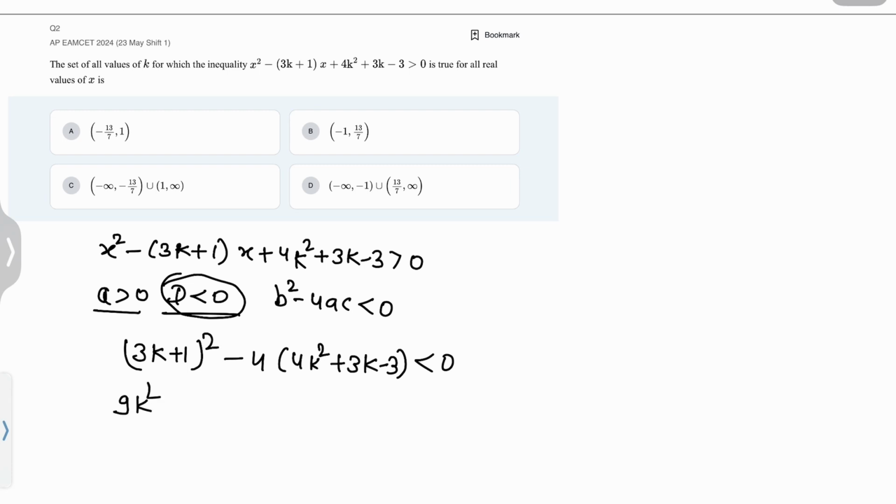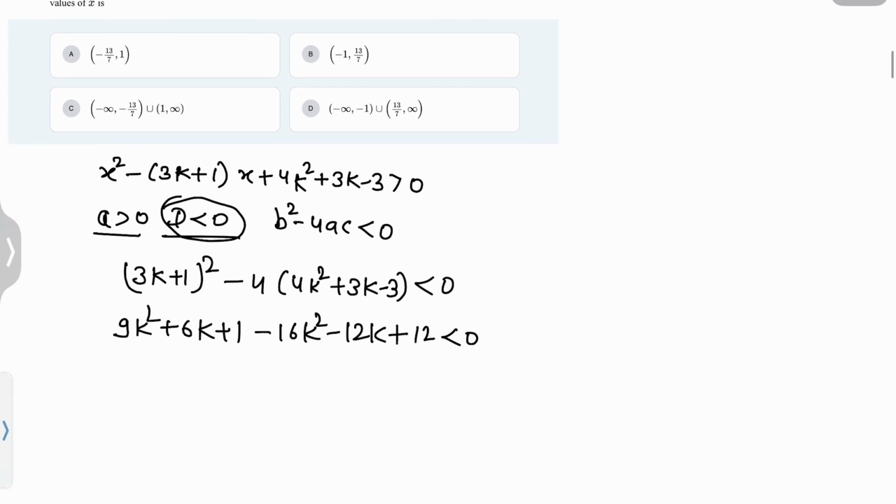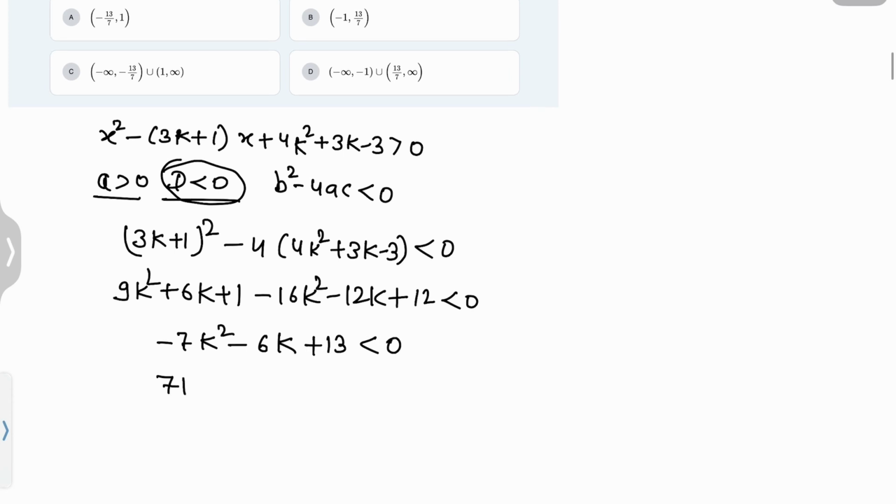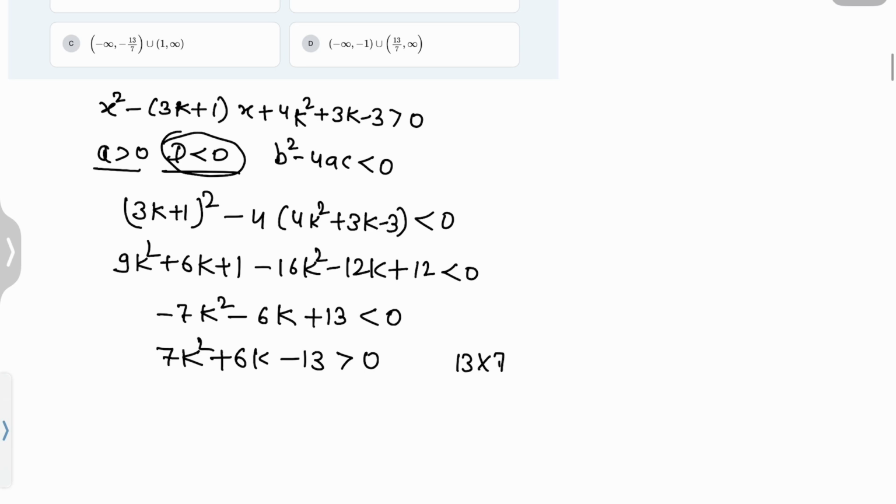So 9k square plus 6k plus 1, and then 16k square minus 12k plus 12 less than 0. And after that we can calculate again. 16 minus 9 is minus 7k square, 6 minus 12 is minus 6k, and 1 minus 12 is minus 13... less than 0. Right, now you can convert to 7k square plus 6k minus 13, since the signs all change, greater than 0. And 13 into 7 is how much? And 13 minus 7 is already 6.